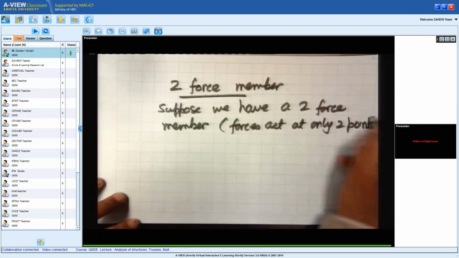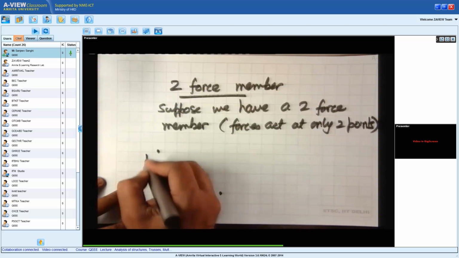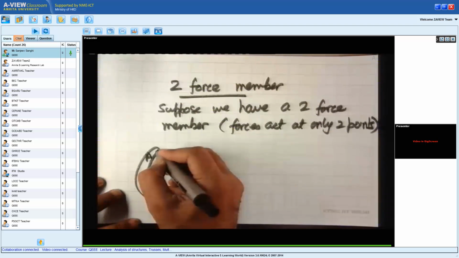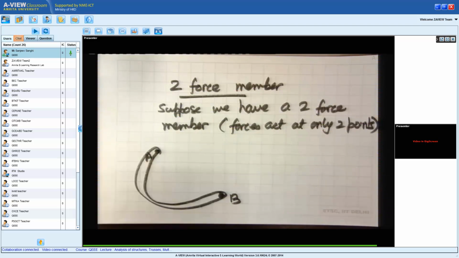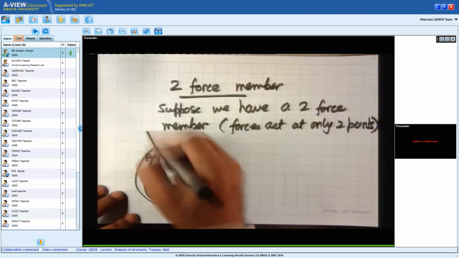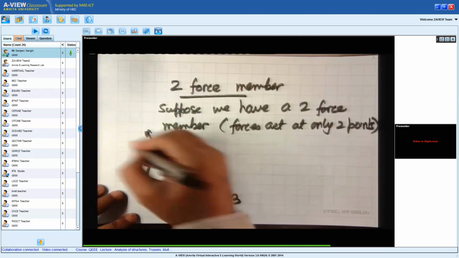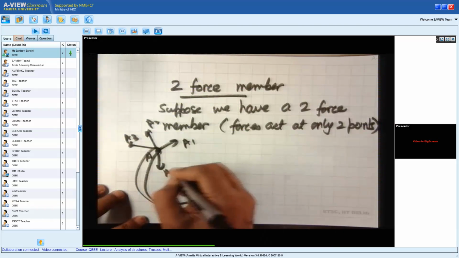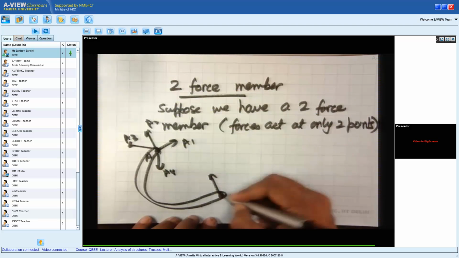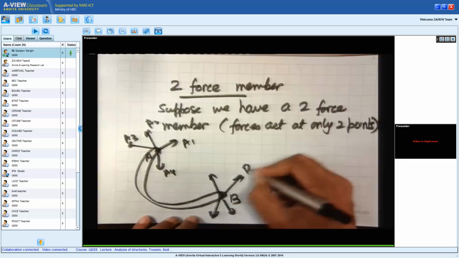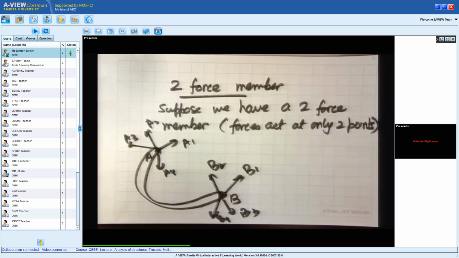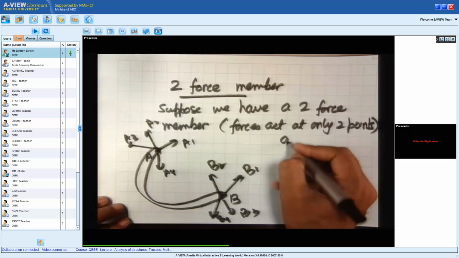For example, if I'm talking of point A on the body, so I have a curved shaped body like this, and forces are acting on this only at points A and B. Now on point A, I can have A1, A2, A3, A4. There can be many forces, and similarly on point B also I can have any number of forces, and no couples.